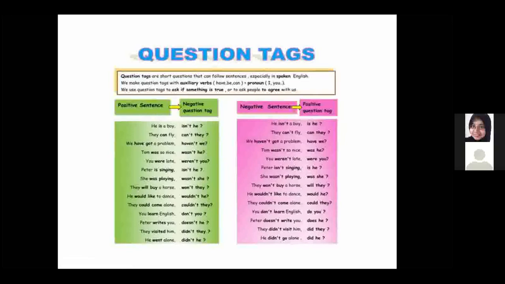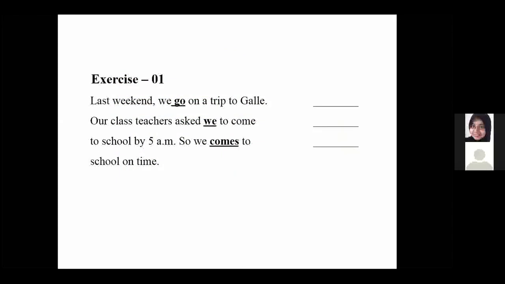Right. Now we are going to move on to the questions. Now what we have studied, let's practice. Okay. Now look at exercise 1, right? Last weekend, we go on a trip to Goa. What do you think? Last weekend, we go on a trip to Goa. So I told you when you read again and again, you will be able to find out the clue word. So what is the clue word here?